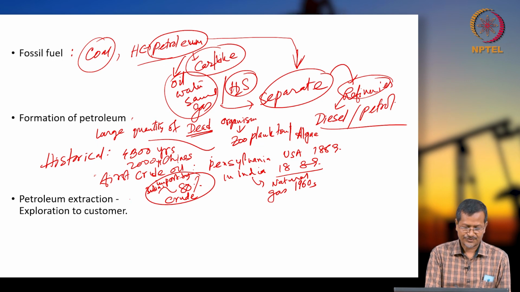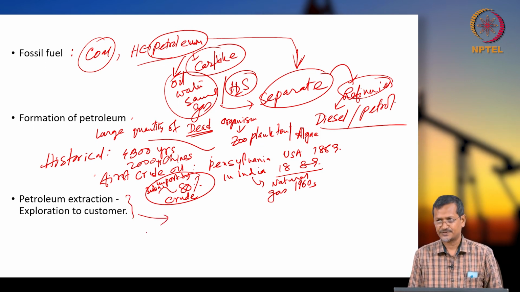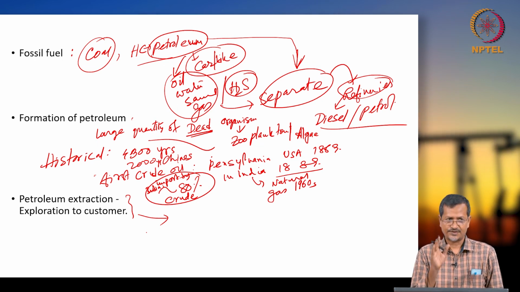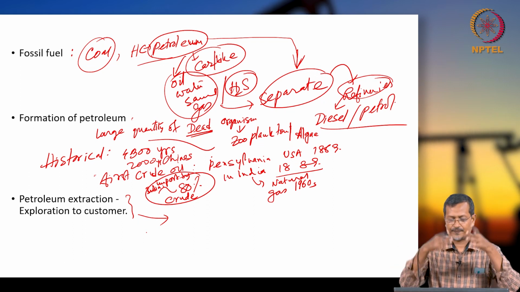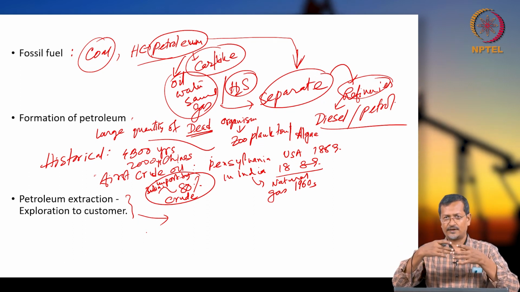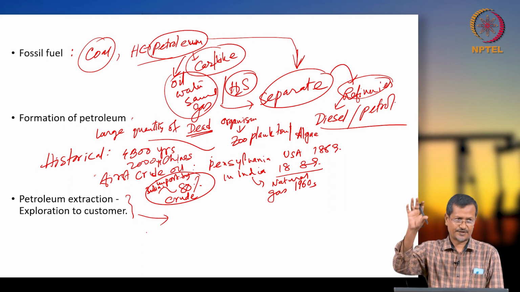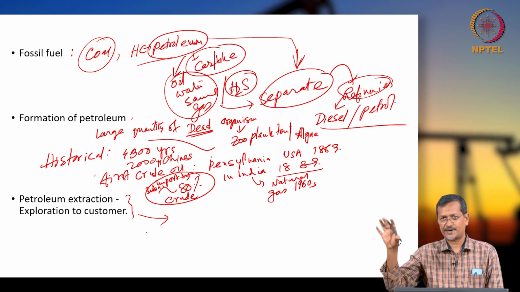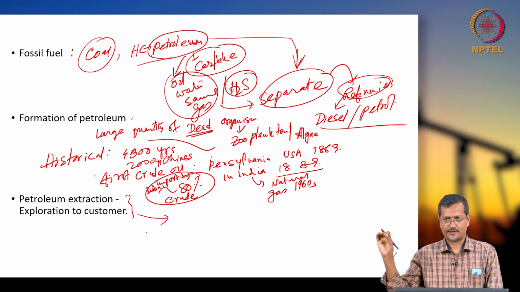Okay. Petroleum extraction, exploration to customer. So, when you are extracting petroleum, first you explore, then drill a well bore. Once drilling is done, then you produce. Drilling means making a hole. When you are making a hole, fluid will move up because of reservoir pressure. You get fluid on the surface, then use a separator system. That separator system will separate all the fluid, I already told. Then you send it to your refineries.